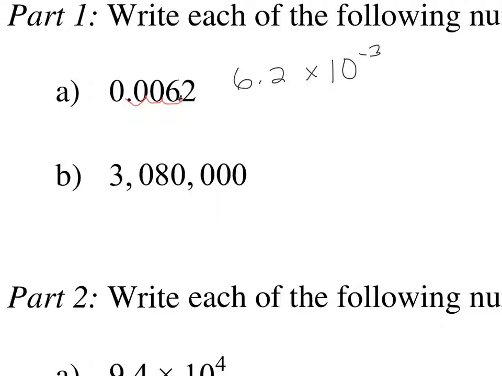Okay, letter B. The decimal is right here, and I need to move it over to here. So I'm going to go 1, 2, 3, 4, 5, 6. So it's 3.08 times 10 to the 6th power.